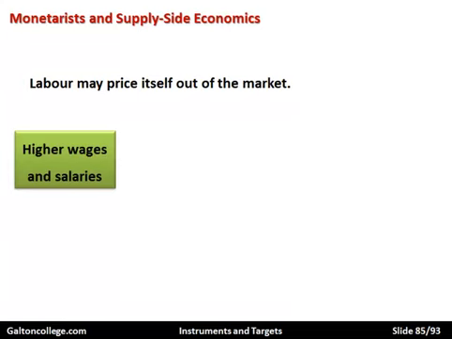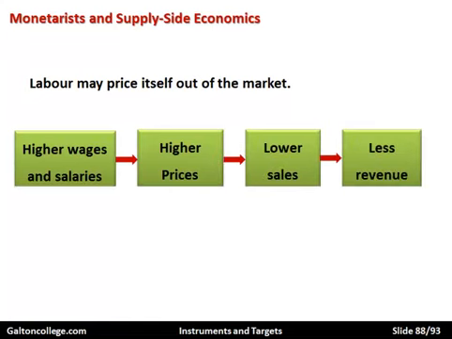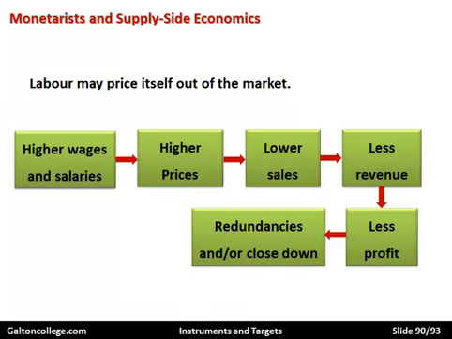So if we take higher wages and salaries, well, that could lead to higher prices. Higher prices means lower sales. Lower sales means less revenue for the business, which is less profit. And less profit means redundancies or close down. So simply by having higher wages may lead to redundancies. And the company may, as I said, relocate to a different market.